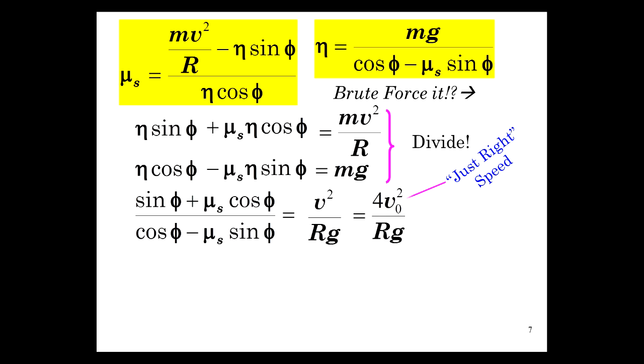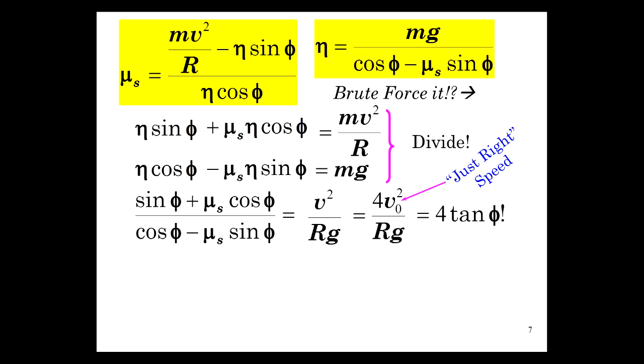Now this is 4v0 squared over rg if you consider that v0 is our just right speed that we determined before, because the v that we're actually talking about is twice that speed. So 2v0 quantity squared is 4v0 squared, where v0 is the just right speed. But if you take v0 squared over rg, remember what that is. That's actually that just right speed consideration, which is tangent of phi. So this whole thing is 4 tangent of phi.